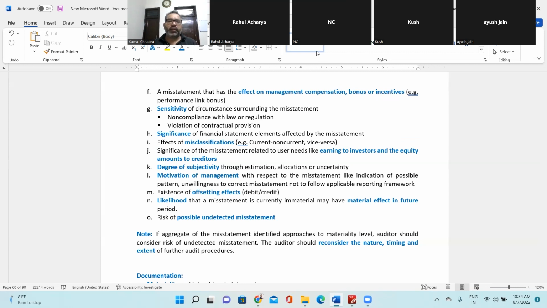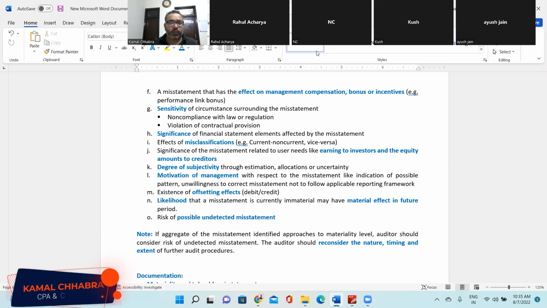G point is sensitivity of the circumstances surrounding the misstatement. So non-compliance of the law or regulation, how severe the impact would be, right? For example, if the company is in, let's say, tobacco, alcohol, food and beverages, drugs, or medical equipment, those kinds of industries which have a highly regulatory environment, and if they do any non-compliance of any law or regulation, that may have a severe impact, even they may be required to shut down their operation if they do not comply with those specific norms required by the respective industries as per the government. Right? So you need to understand the sensitivity of those circumstances surrounding the misstatement that may result on account of non-compliance with any law or regulation.